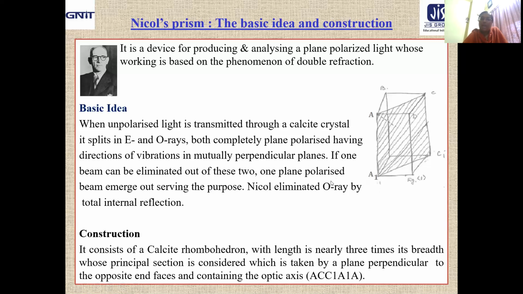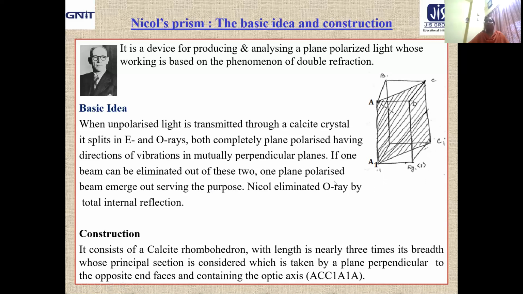So, we have to start with the construction part of a Nichols prism. Basically, it is a calcite rhombohedron. Now, what about a rhombohedron? You all are familiar with a rhombus. If a rhombus is revolved or rotated in 3 dimensions, then we get the structure of a rhombohedron. Just look at the outer surface, you will get the idea. So, a calcite rhombohedron is taken whose length is roughly 3 times its breadth.